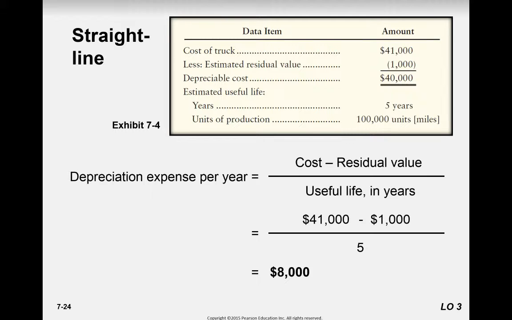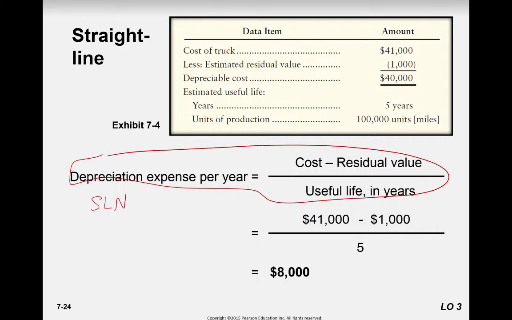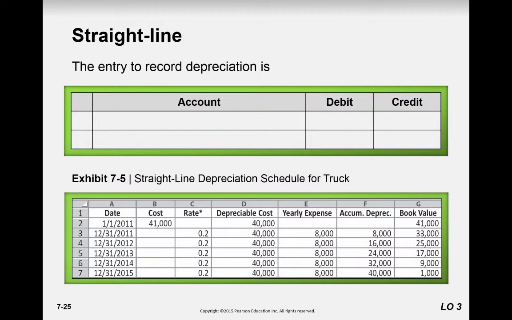So this can be done in Excel with the SLN formula, and you can also make sure that this formula is entered in your Excel spreadsheet with the proper blue cells to show the data inputs and the formula in there. So the entry that we would do to record this would be depreciation expense. You can specialize it by truck, and accumulated depreciation.